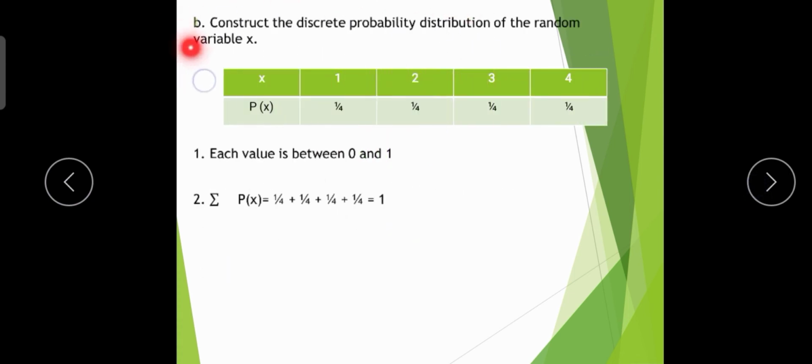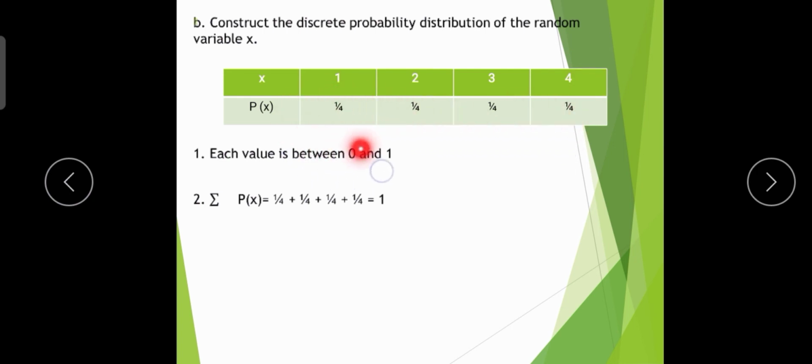Sunod na hinahanap is, construct the discrete probability distribution of random variable X. So, gagawa lang tayo ng table. So, X equals to 1, the probability of 1 is 1 over 4. Sa 2, 1 over 4. Sa 3, 1 over 4. Sa 4, 1 over 4 din.